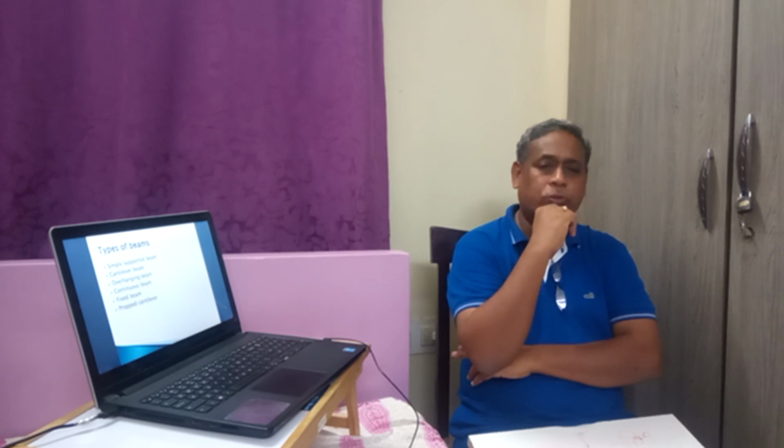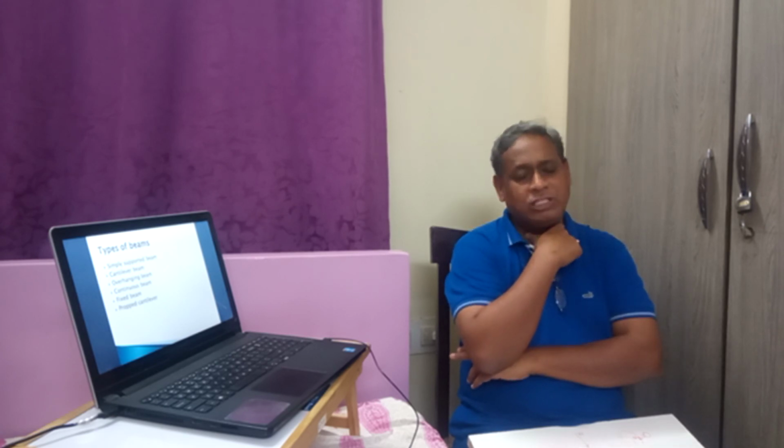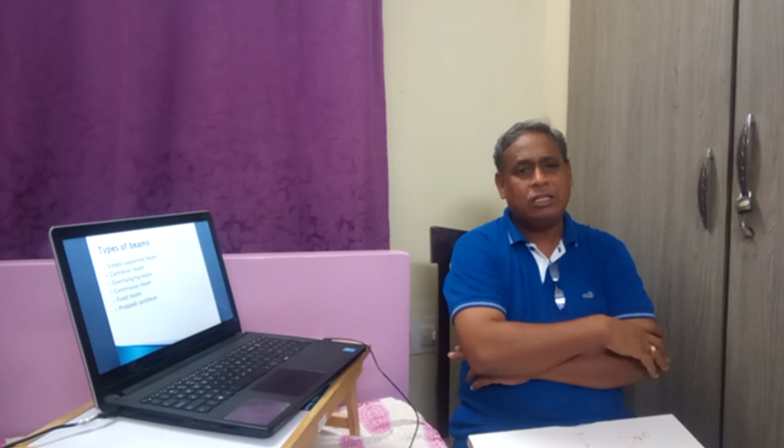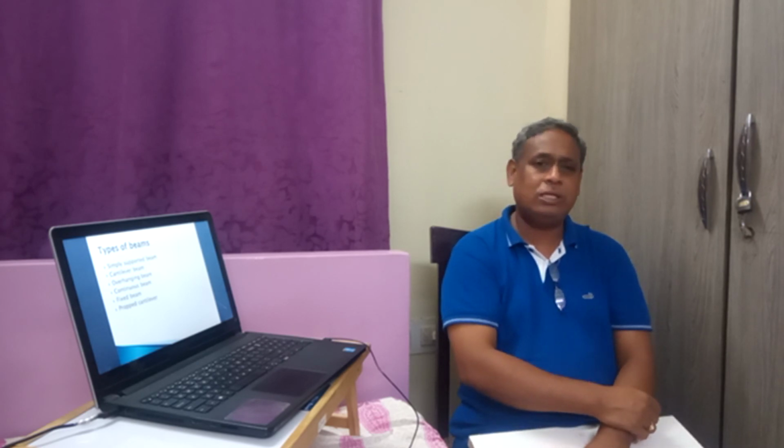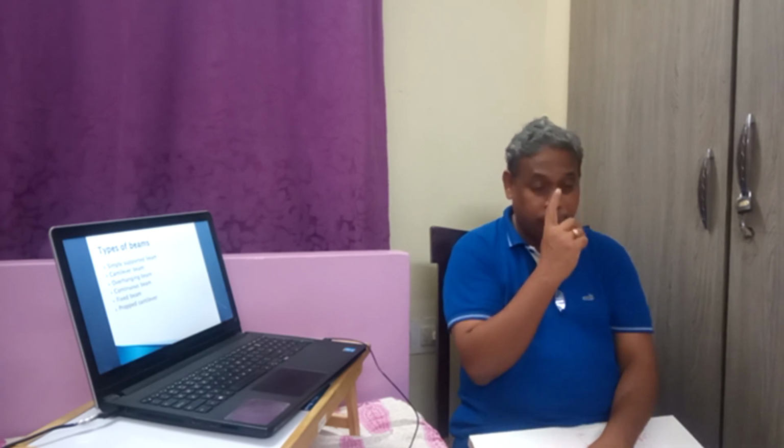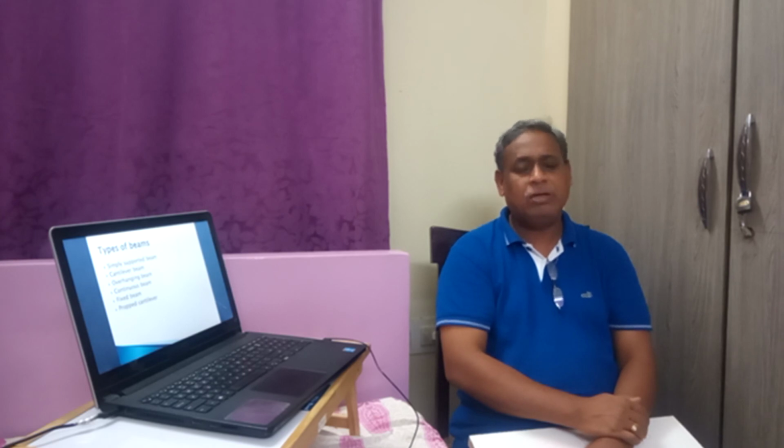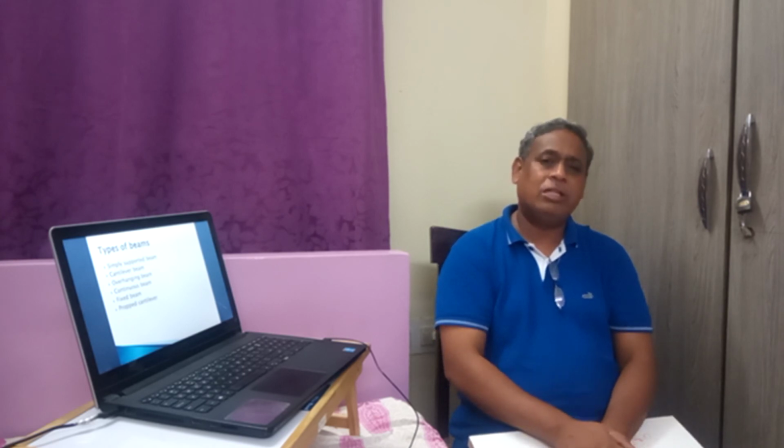Similarly, an overhanging beam is a special case of a simply supported beam, where the beam is extended beyond the supports, either on one side or on two sides. Then the solution is similar to the simply supported beam, except there will be some other forces beyond the supports.